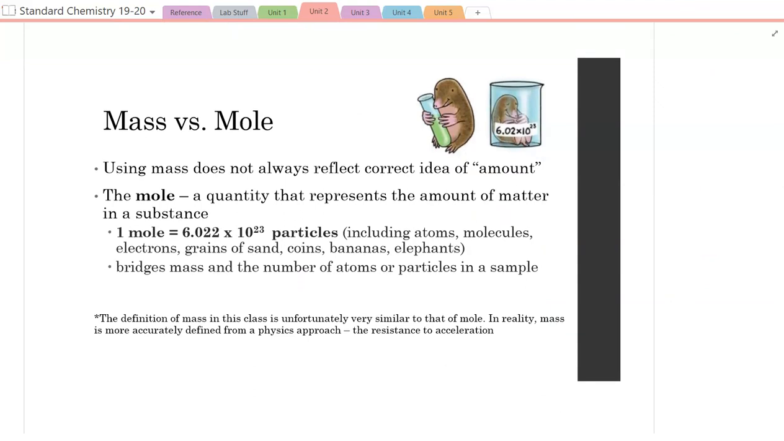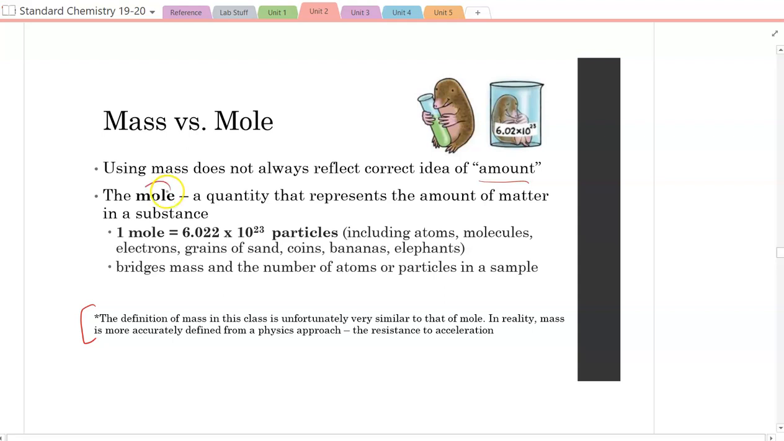So using the mass does not always reflect the correct idea of amount, which is kind of frustrating because if you remember, right, one of the ways that we define mass is the amount of matter of substance, how much matter is in a sample. So using mass, again, isn't really helpful. In case you're wondering, there is actually a little bit of a side definition here that you can look at when it comes to mass. This is probably the better definition. Usually we have to take a physics approach to defining it. Whatever the case, mass isn't going to work out for us.